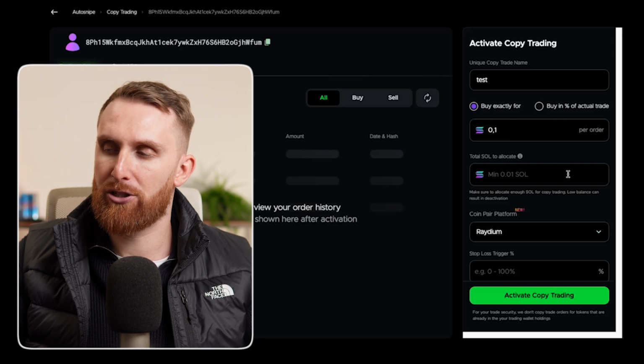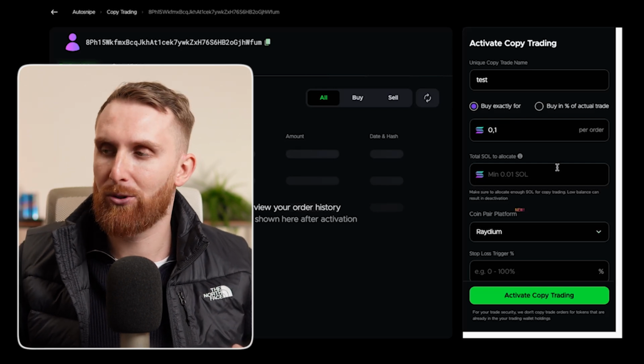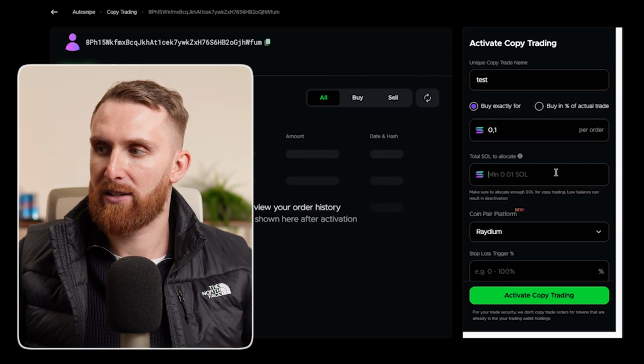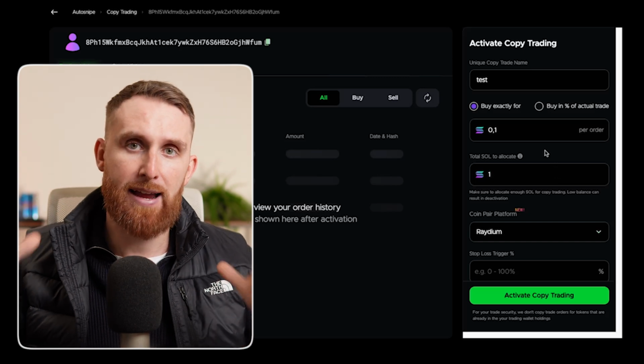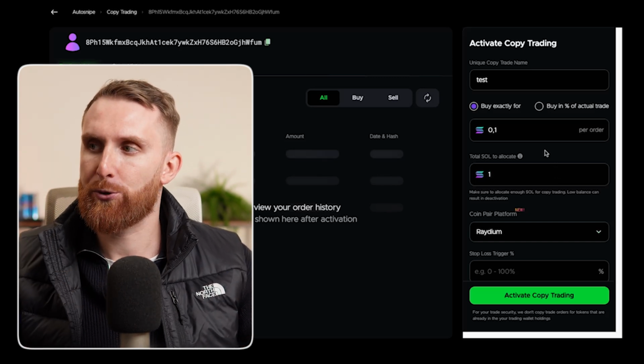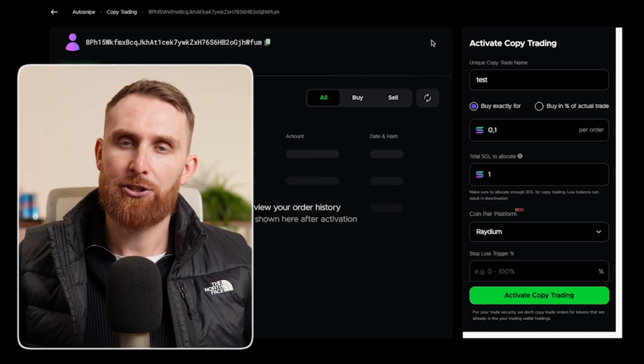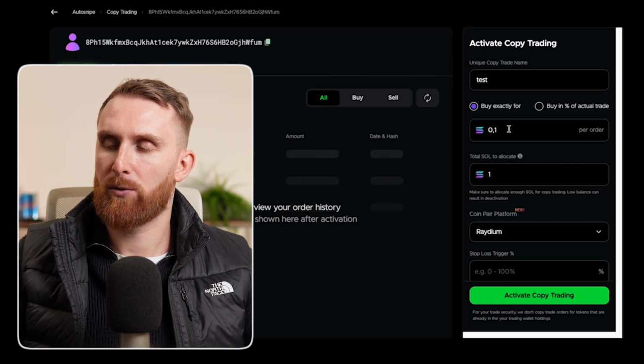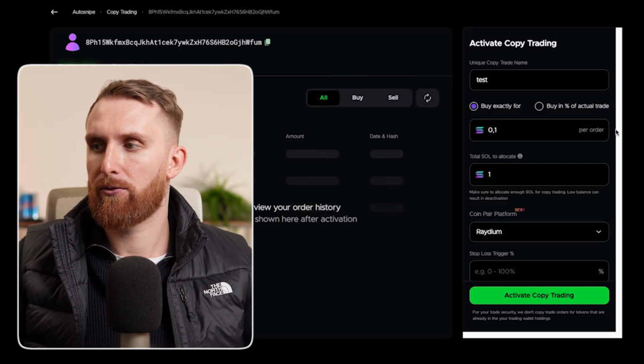So under that, you can actually put in how much Solana do you want to allocate for this trader. So let's go 1 Solana. And this means I allocated 1 Solana to copy trade this trader. And each buy order is going to be 0.1. So basically 10% of your full pot.